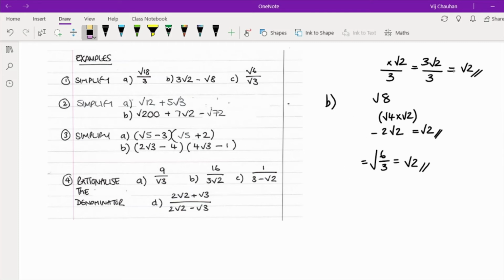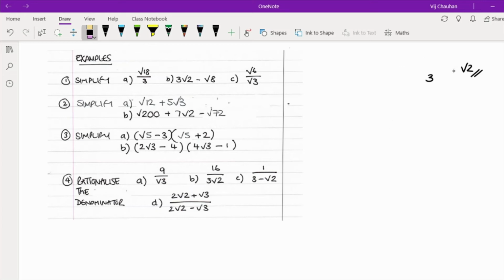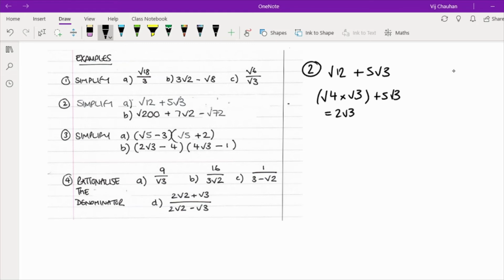Here we are collecting like terms but in surd form. So number 2, we've got root 12 plus 5 root 3. Here we've got a clue in the fact that we know we're going to end up with 3. So we can rewrite root 12 as root 4 times root 3 plus 5 root 3, which then gives us 2 root 3 plus 5 root 3, which equals 7 root 3.